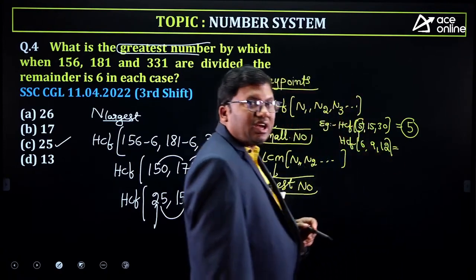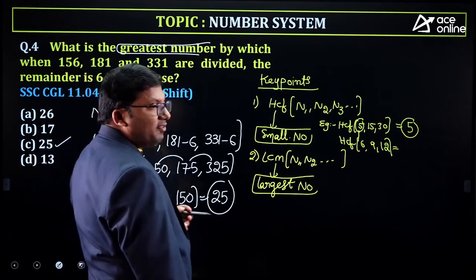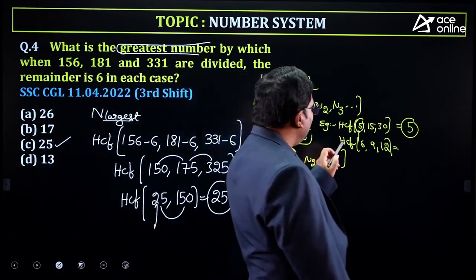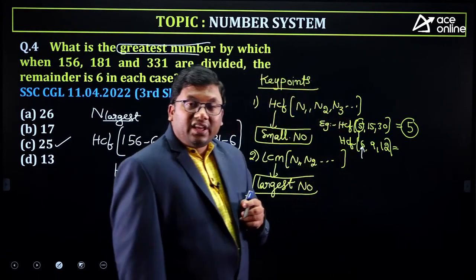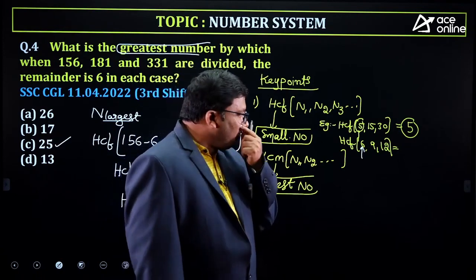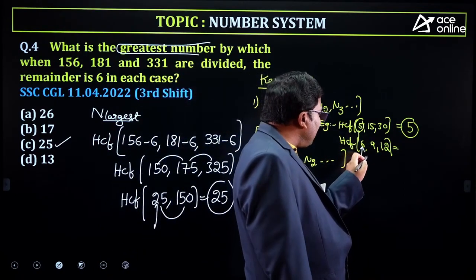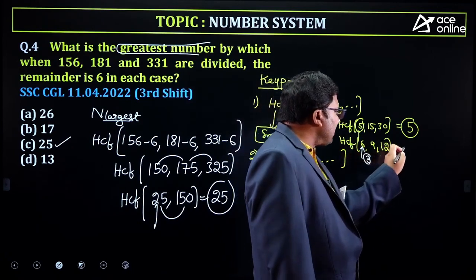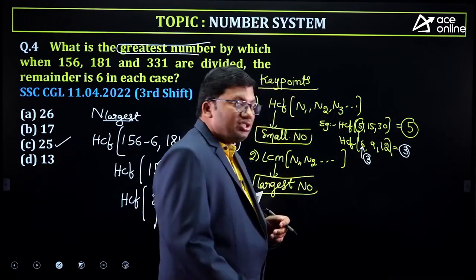HCF of 6, 9, 12. Now listen carefully. What will be the smallest number? Smallest number is 6. Is 6 a factor of 9 and 12? 6 will not divide 9. So take the factor of 6. Factor of 6 is 3. Answer for this question is 3.